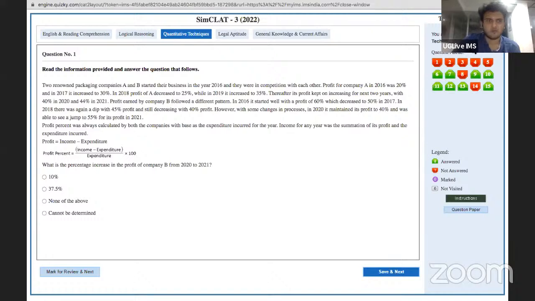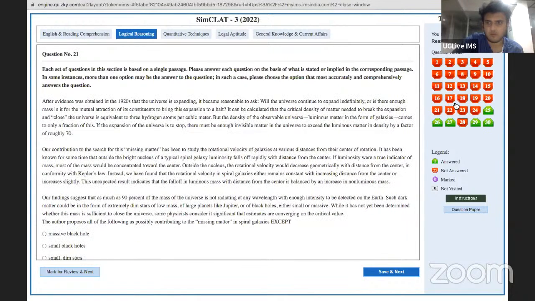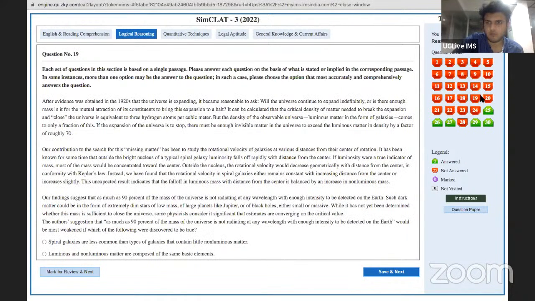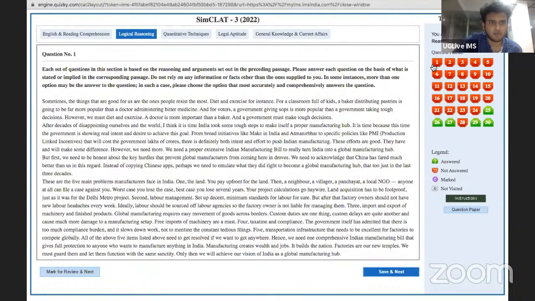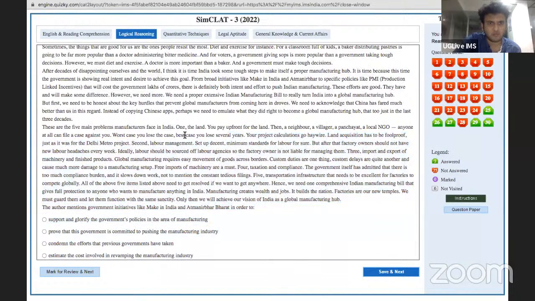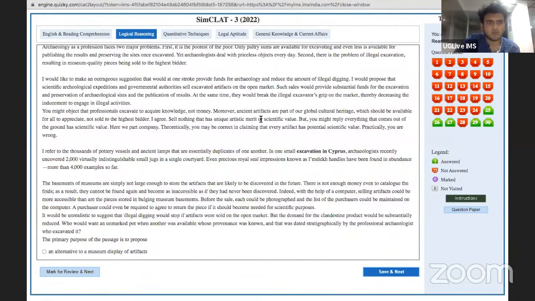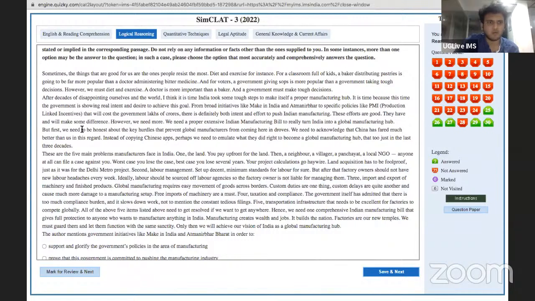सिंपल. चलो भाई अब थोड़ा एक आसान सा पैसेज आपको सी नहीं करना है. One ठीक है. All I mentioned government initiative meet in India and Atmanirbhar Bharat in order to verify.